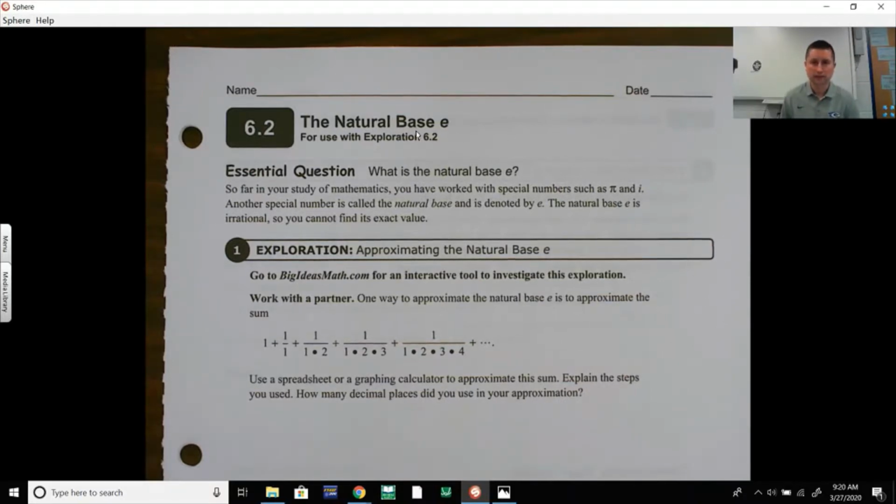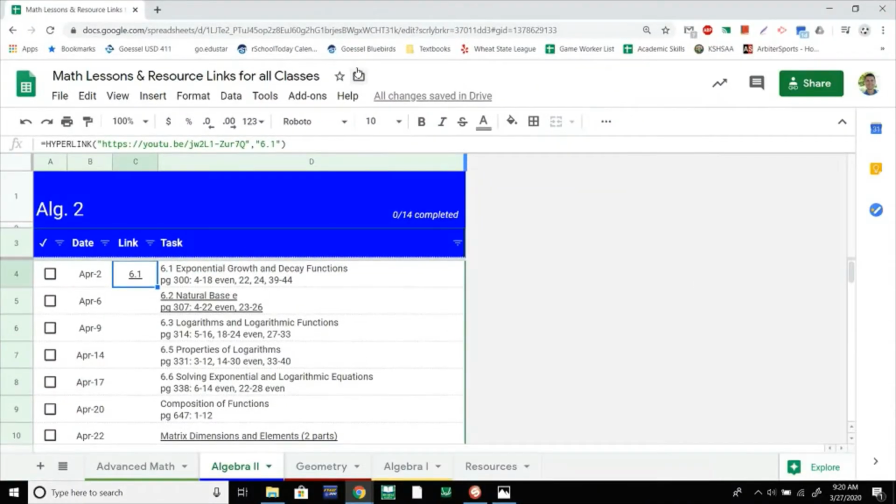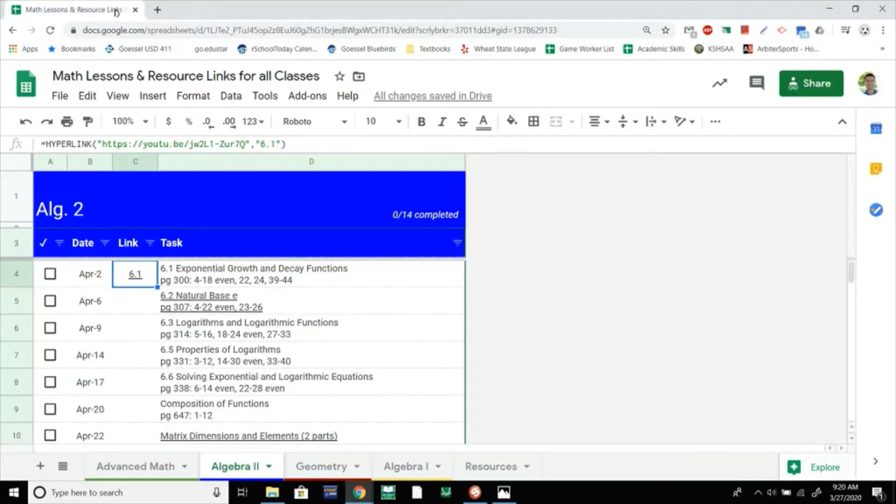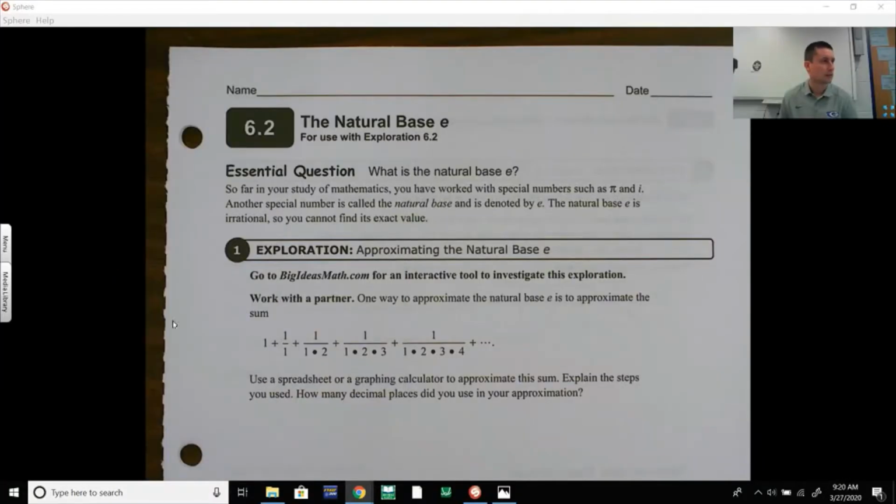For this one, this is the natural base e. This is an exponential lesson as well. It deals with a different number. This e is referred to as Euler's number, and on the assignment sheet I made a link for you to go watch. There's a link on the assignment sheet that kind of explains what the e is. I'm not going to take a lot of time now. I'm just going to jump into what we're going to be doing here.